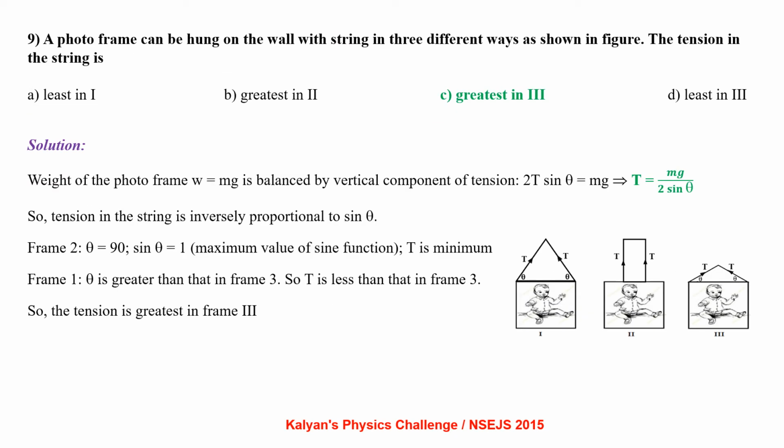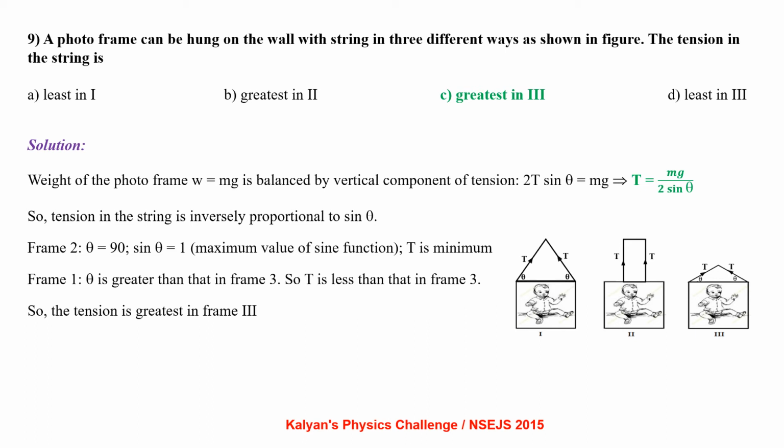A photo frame can be hung on a wall with the string in 3 different ways as shown in the figure. The tension in the string is least in case 1, greatest in case 2, greatest in case 3, least in case 3. Weight of the photo frame W equal to mg is balanced by the vertical component of tension in the string. So 2T sin theta equal to mg. From there T equal to mg by 2 sin theta. So the tension in the string is inversely proportional to sin theta.